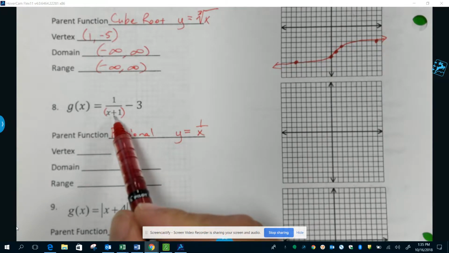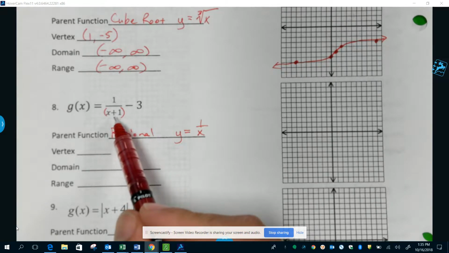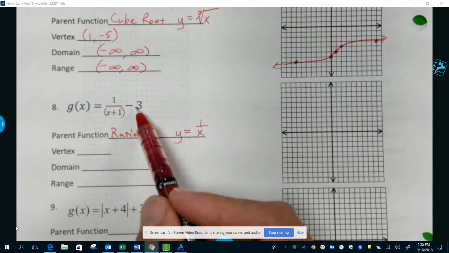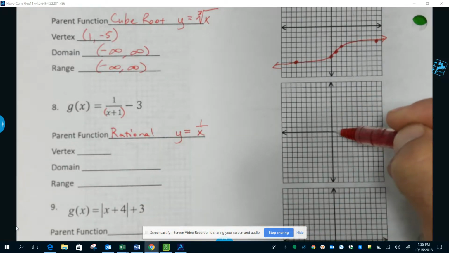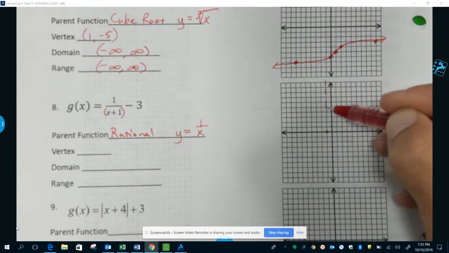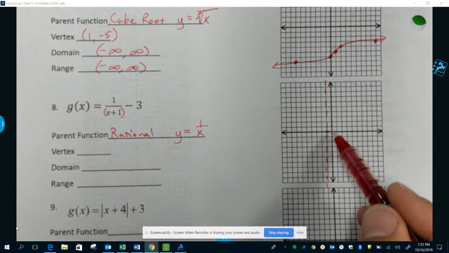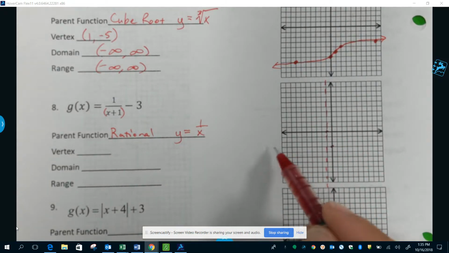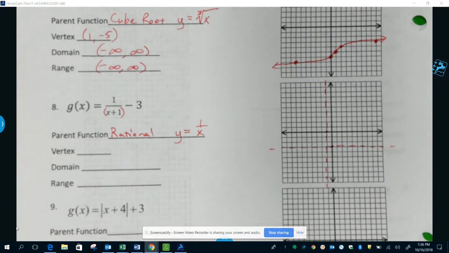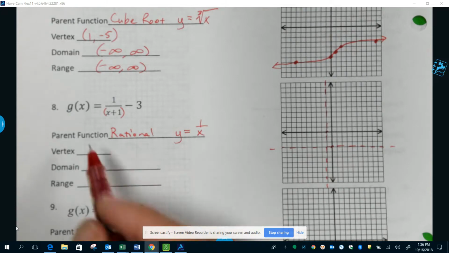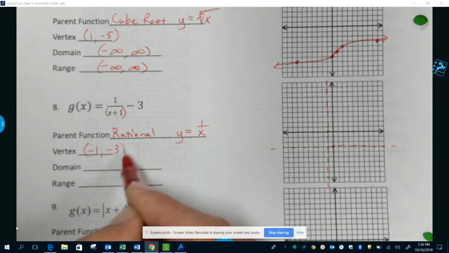So when it says plus 1 inside here with our x, we're always going to go the opposite of what our x tells us to do. So we're going to go left 1, and the minus 3 at the end tells us to go down 3. So my asymptote, instead of being on 0, 0, is going to shift left 1. There's my new asymptote. And we're also going to go down 3. So 1, 2, 3. Down 3 is going to be my new horizontal asymptote. So my new asymptote got shifted left 1 and down 3. So we're going to call that our vertex.